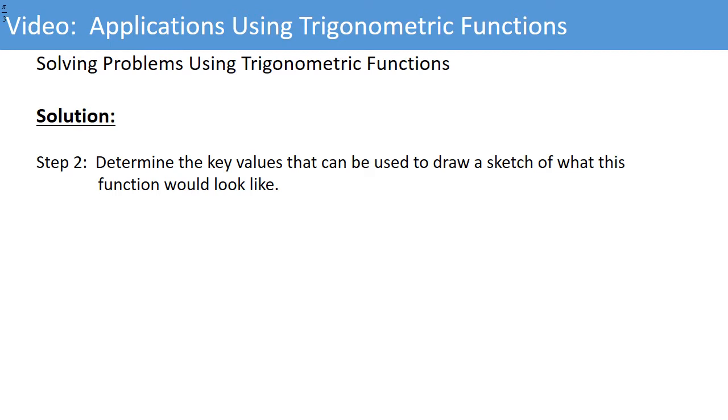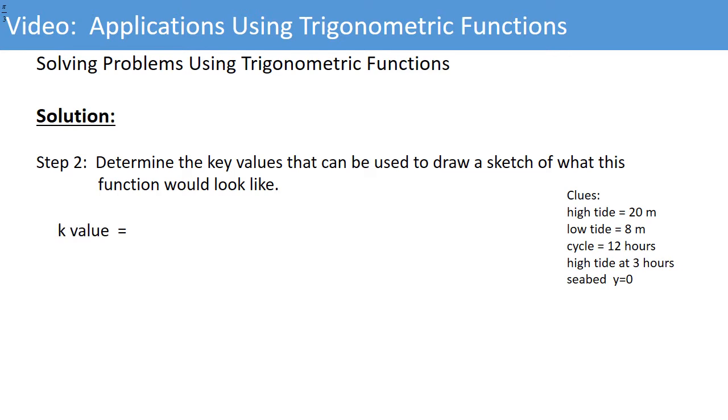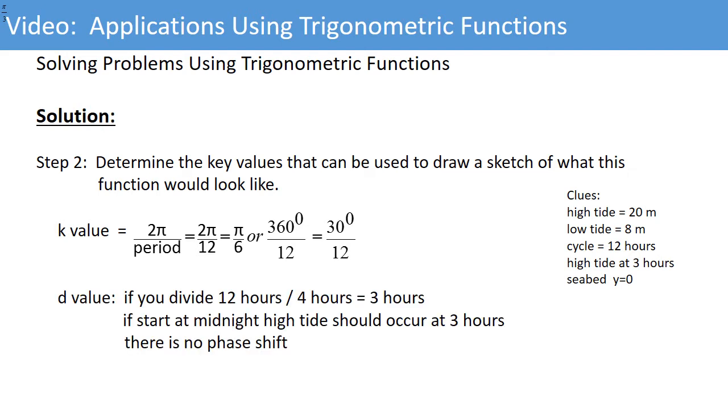Determine the key values that can be used to draw a sketch of what this function would look like. Clues. K value is 2 pi divided by the period, which would be pi over 6, or if we're working in degrees, 360 degrees divided by 12, which is 30 degrees. D value: if you divide 12 hours by 4, there's a quarter in every major time period, you would get 3 hours. So if you start at midnight, high tide would occur at 3 hours. There is no phase shift.